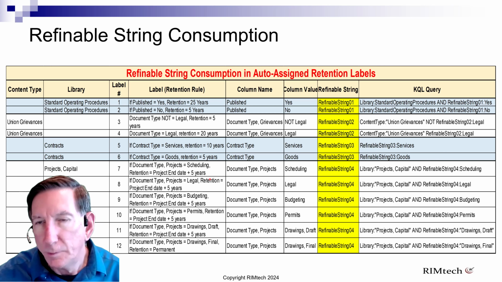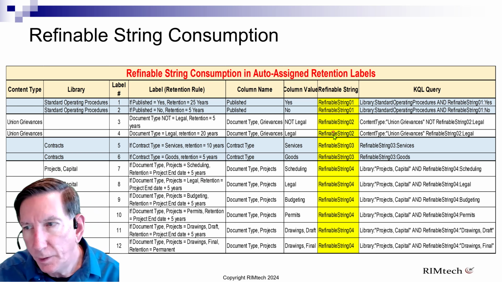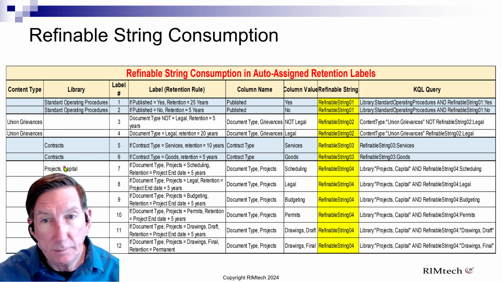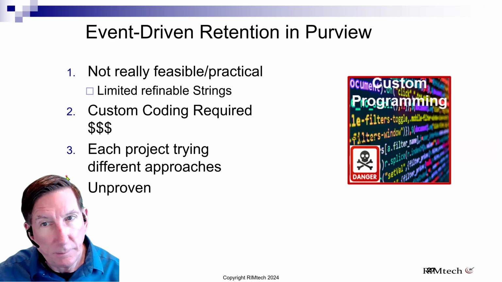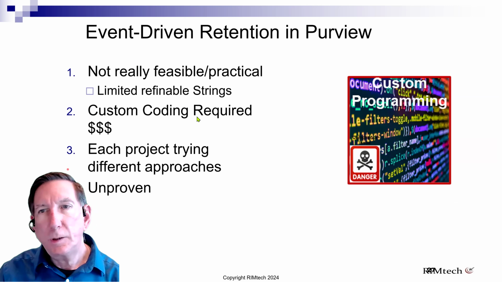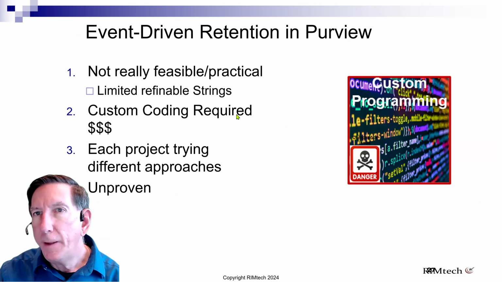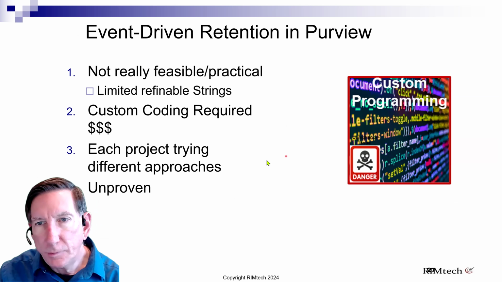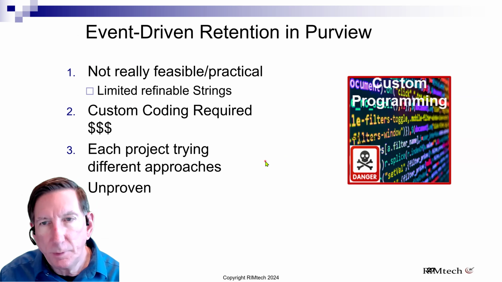800 categories, which means you need 800 of these refinable strings. You only get 99. That's it. Okay. So what are you going to do? You're going to do custom programming. That's what we do to avoid this limit. You can get around it using custom programming.